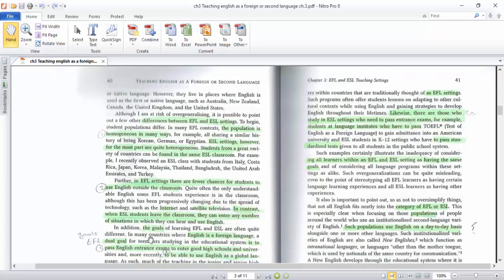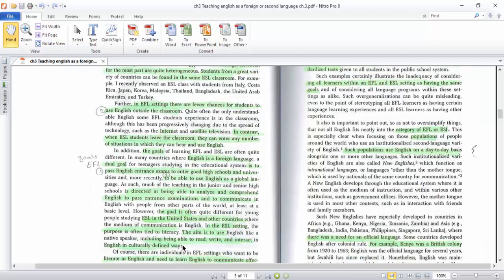Further, we have another difference between EFL and ESL settings. The second difference is in setting. In EFL settings, there are fewer chances for students to use English outside the classroom, while in contrast, when students in ESL leave the classroom, they can enter any number of situations in which they can hear and use English.